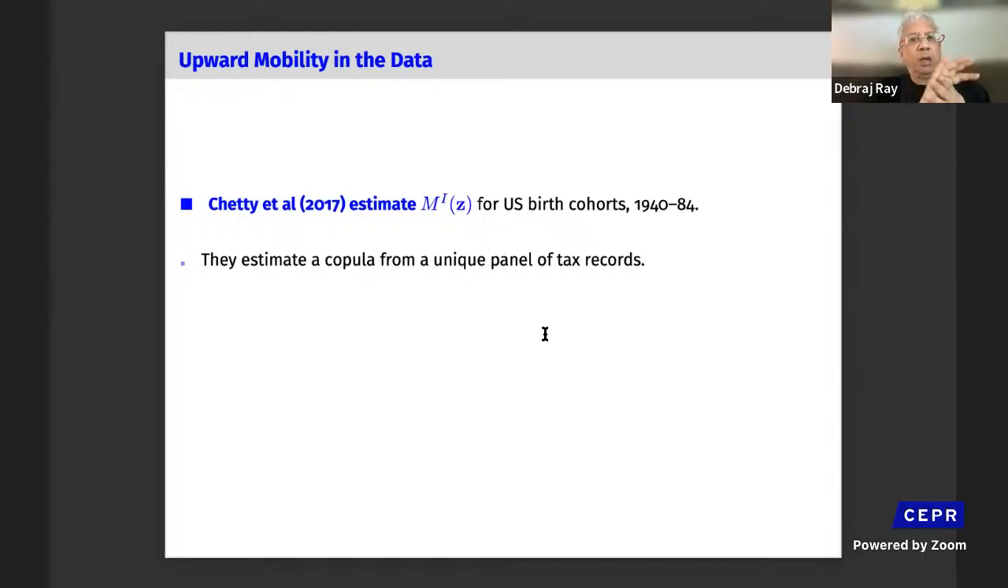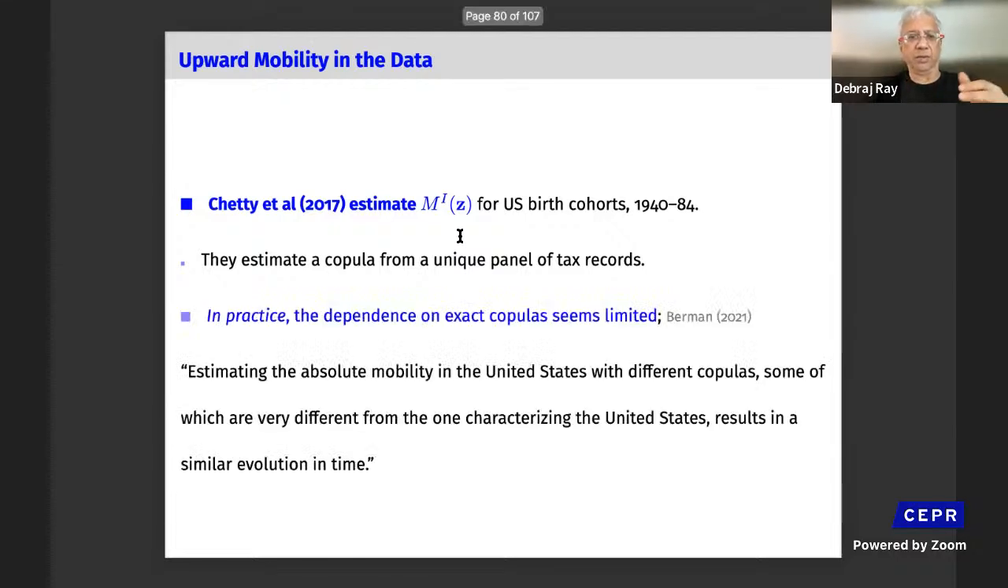So let's think about upward mobility in the data. As I was saying about the work of Raj, very beautiful work, don't worry about this particular notation, but what Raj and his co-authors do is look at the percentage of kids who are better off than their parents, for US birth cohorts between 1940 and 1984. They estimate a transition probability from a unique panel of tax records that they have access to. Now, it turns out, interestingly enough, and this is an empirical point, not a theoretical point, that the dependence on exact copulas, the exact transition probability, seems kind of limited empirically.